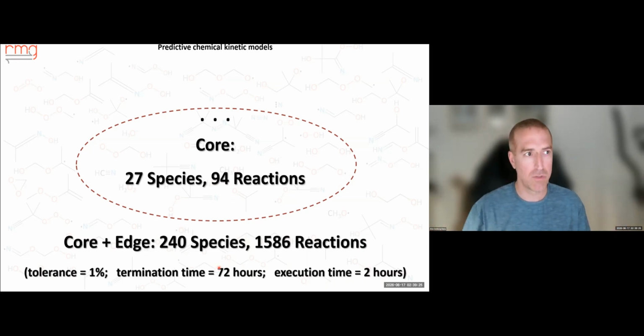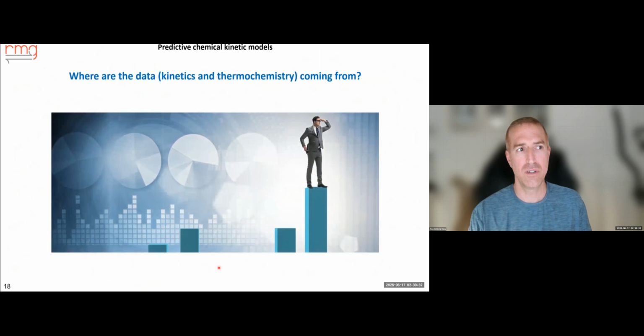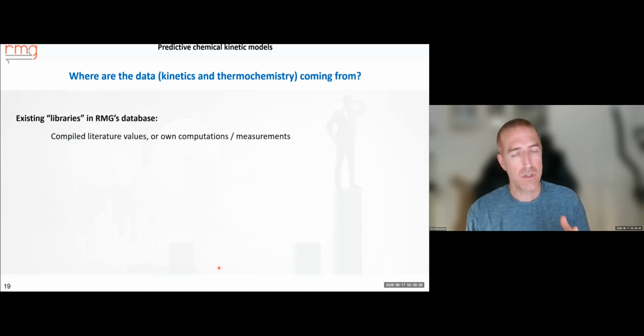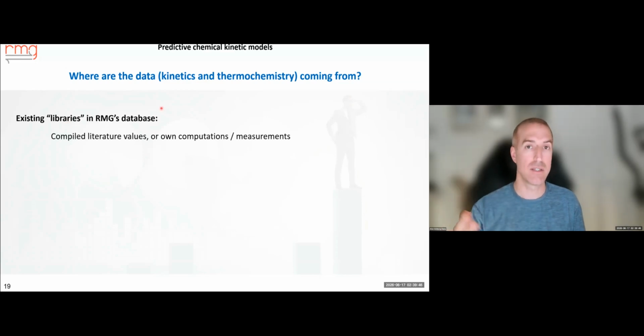So that's just an example of what RMG does, and as I said, the following natural question is, so where do the data come from? How do we generate it, and how does RMG know? So first, we don't reinvent the wheel. RMG uses existing libraries. So these are curated datasets from literature or from our own previous computations or from experiments. So we have these thermodynamic properties for known species and known rate coefficients.